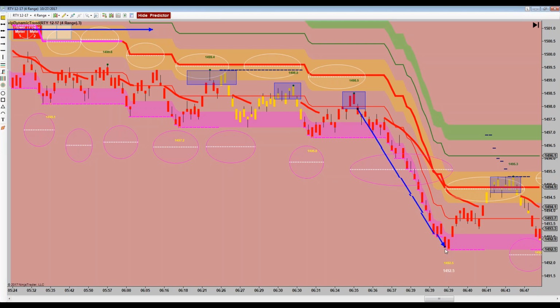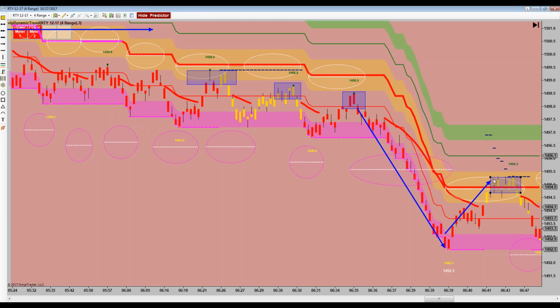This was what? And then this was what? Fill in the blanks. This was what? And this was what? What do we call that? And this is what? That is the trade. This is the thrust. This is the retracement. Yellow bars.